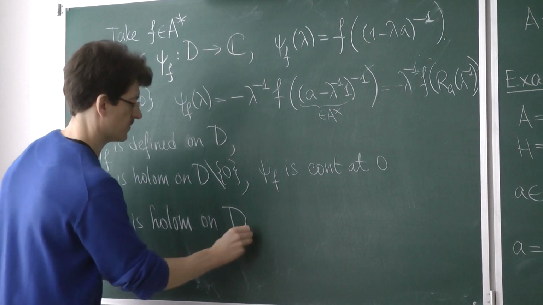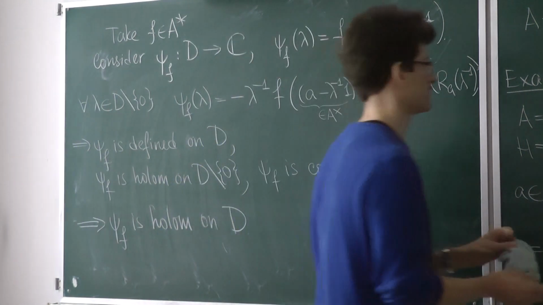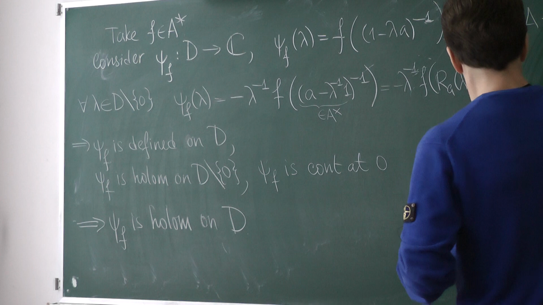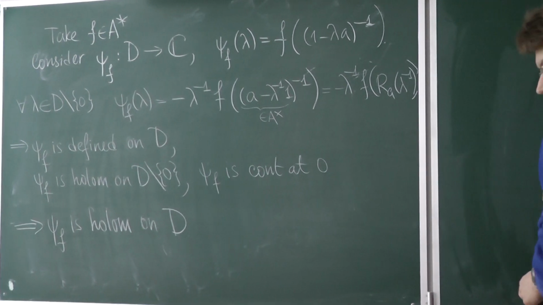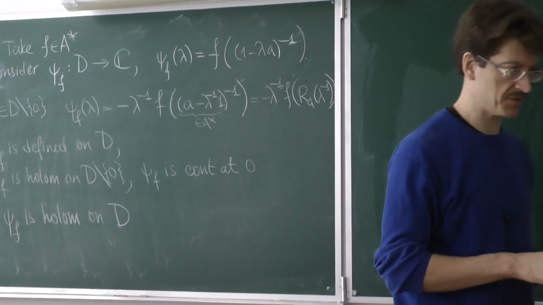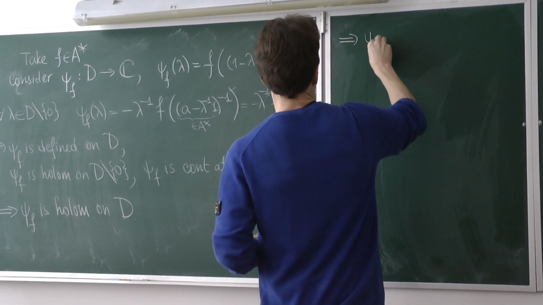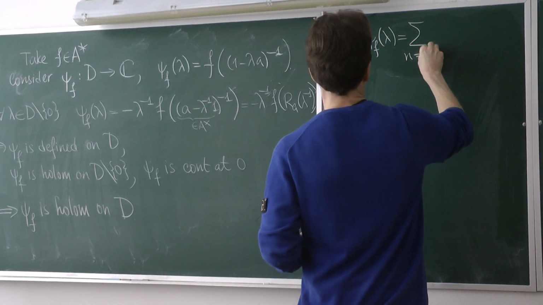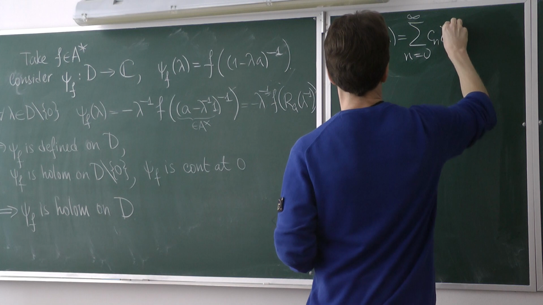This function is holomorphic everywhere on the disk. Okay, so what do you know about functions holomorphic on a disk? Well, we know that such functions can be decomposed in Taylor series. So psi f of lambda can be written in the following form. This is the Taylor series of our function.